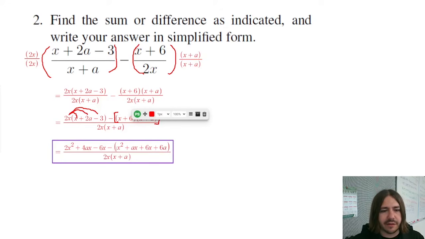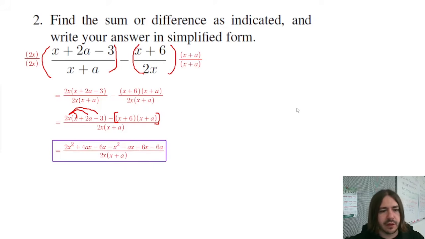Now just to kind of kill off this last set of parentheses here, I do want to distribute this negative sign, and that way I'll just have one long expression. So I'm going to just negate all of these terms in this second part. Okay. Now I can combine my like terms in the numerator. I do have some like terms here.